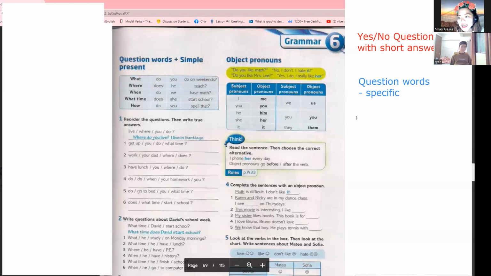Ryan, when do we use what? Let's see if you still remember it. We use what if we are asking for a thing or, as you said a while ago about asking personal questions, a certain information. So the example that we have here is, what do you do on weekends? How about when do we use where?